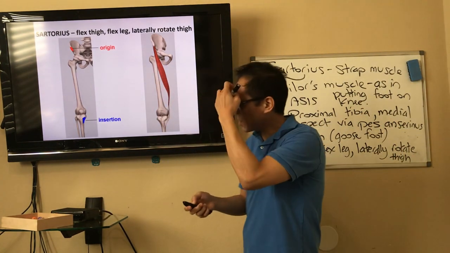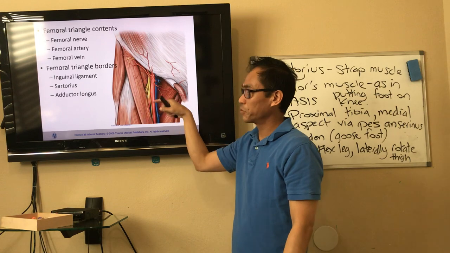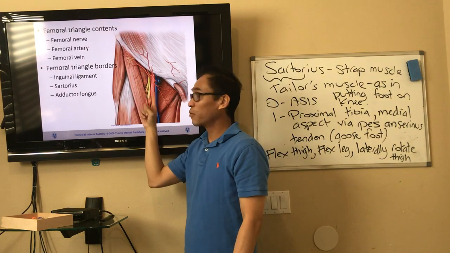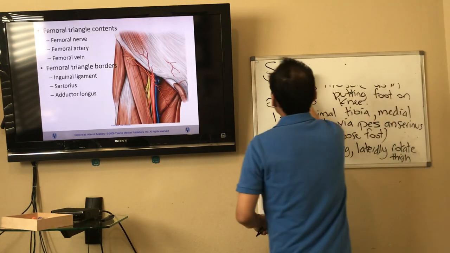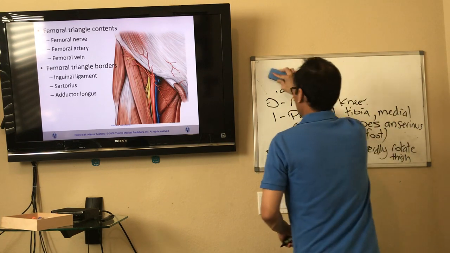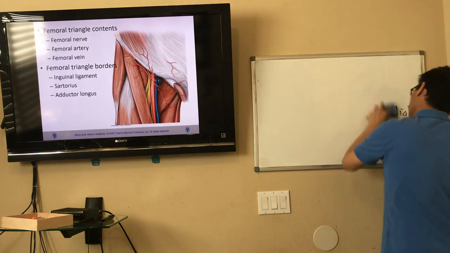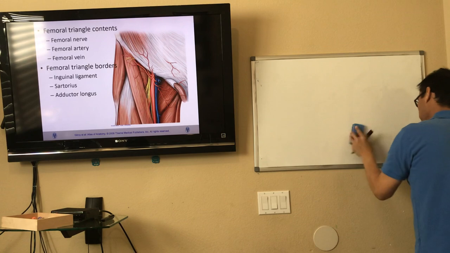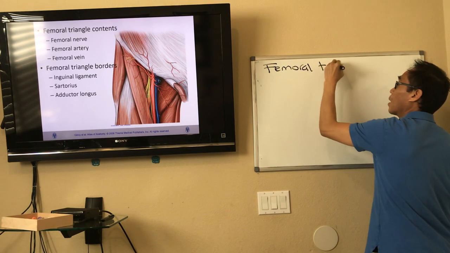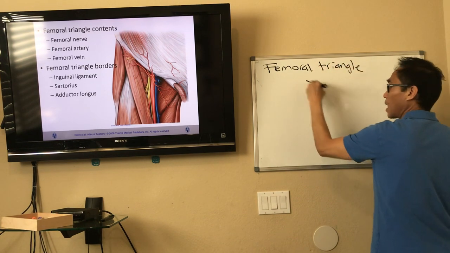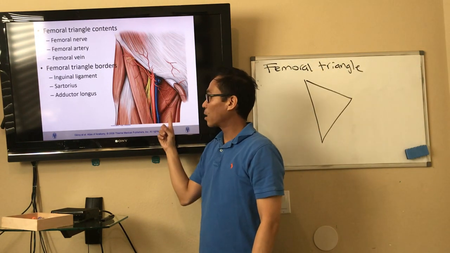I also want you to know the sartorius. It's one of the borders of the femoral triangle. I think you should know the femoral triangle, the borders, and the contents. These are major structures coming out of the subinguinal space: femoral nerve, artery, and vein. Side note, femoral triangle. So just to copy that picture, here's a triangle. The borders are inguinal ligament, sartorius, adductor longus.